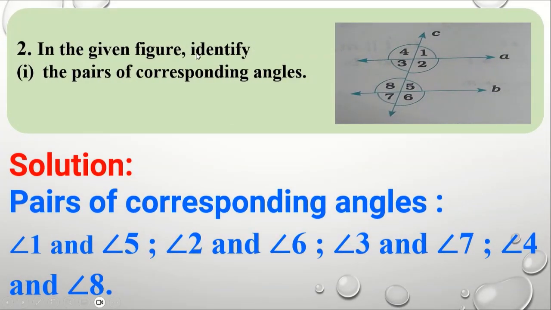Question 2 is, in the given figure, identify the pairs of corresponding angles. So in this, the pairs of corresponding angles are 1 and 5, 2 and 6, 3 and 7, 4 and 8.